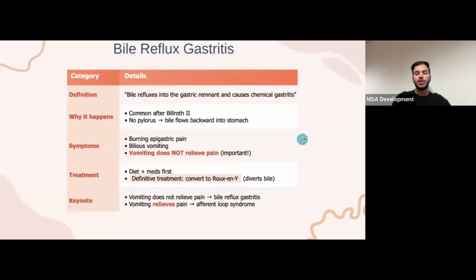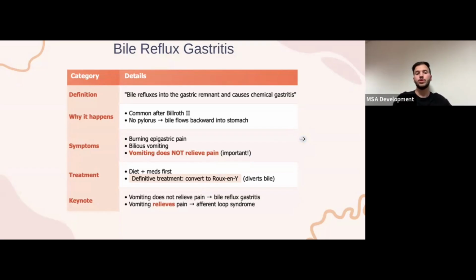Bile reflux gastritis. What do we mean by it? It's when the bile refluxes to the gastric remnant and causes chemical gastritis. Why does it happen? It mainly happens after Billroth 2, when we have no pylorus, so the bile will flow backward into the stomach. How does the patient present? Burning epigastric pain with bilious vomiting, and the vomiting doesn't relieve pain.